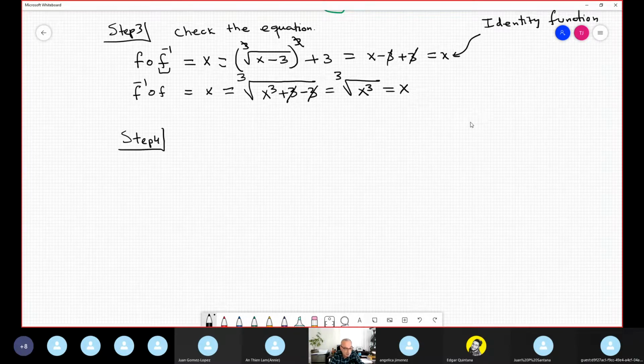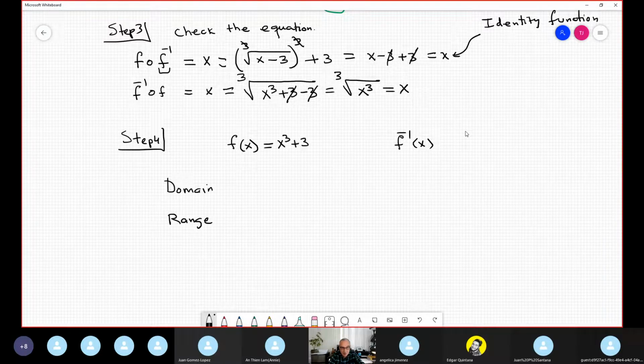Step 4 is to determine the relationship between the domain and range of the function and its inverse. This is the original function, f of x. This is the inverse function, and we have domain, and we have range. Let me use a table. The original function is x cubed plus 3, and the inverse function is the cubic root of x minus 3.